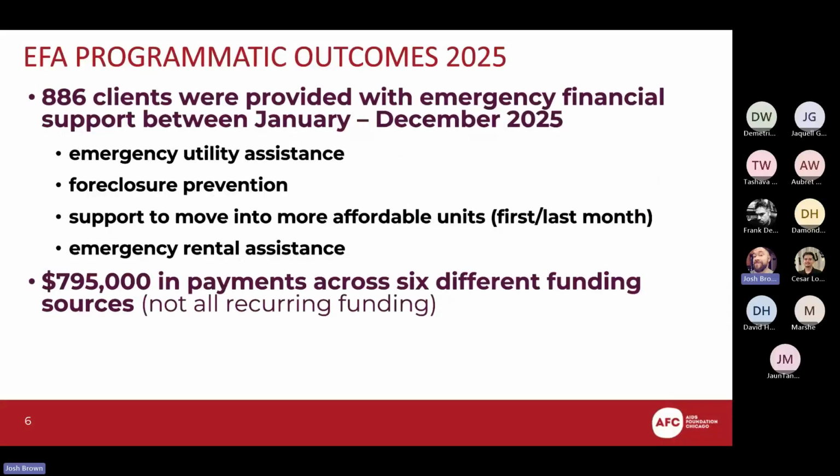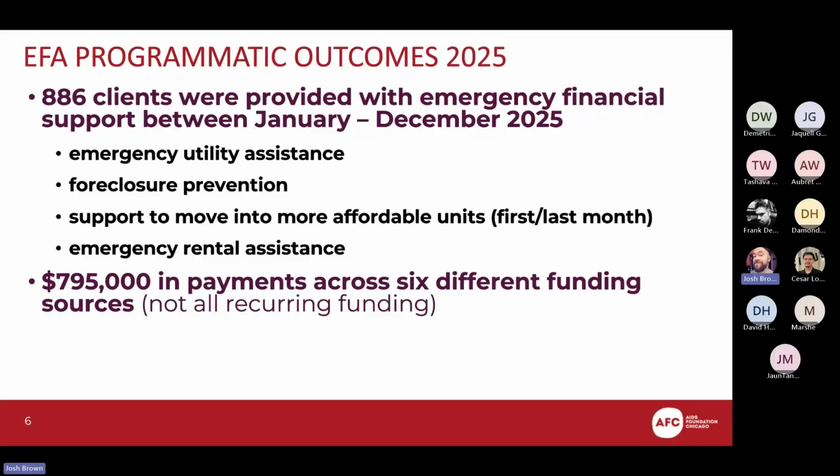Here's an overview of last year. EFA is really a small but mighty program. We assisted almost 900 clients last year with utility assistance, foreclosure prevention, first and last month's rent, and then emergency rental assistance. And basically, we paid out over $750,000 just in EFA last year across 6 different funding sources. And so, one application at a time, it seems like we're not helping as much as we would love to. And then we look back and realize this is a huge assistance.